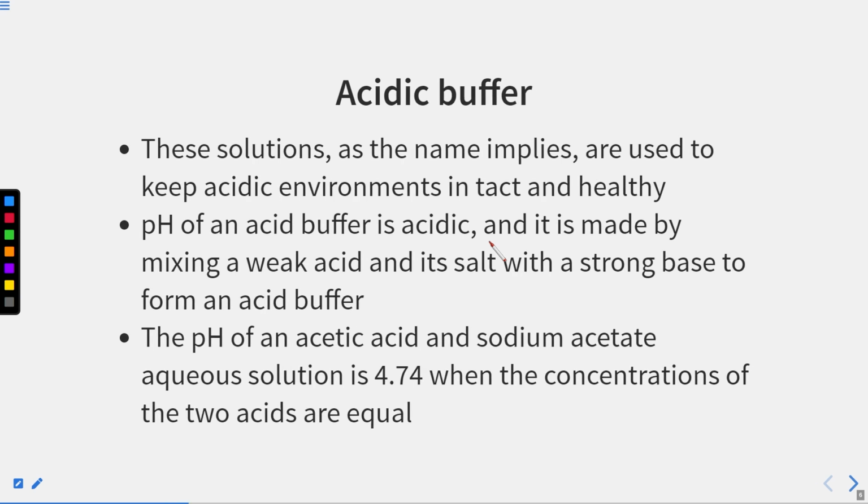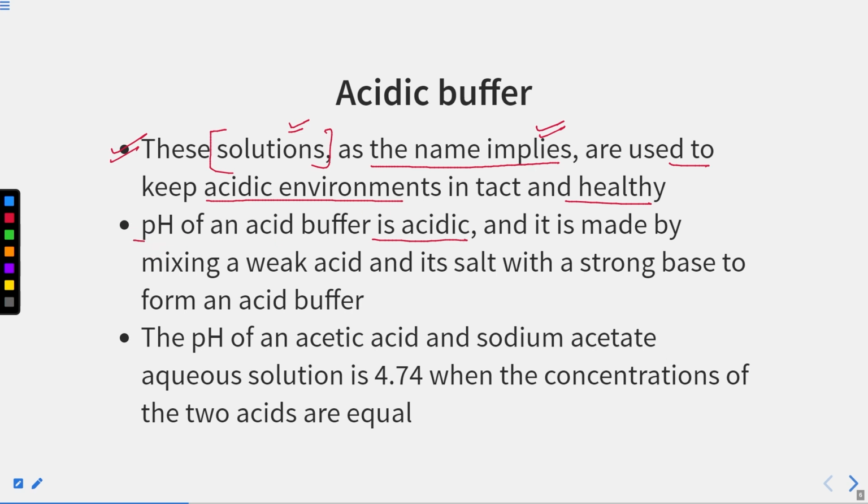The first one is the acidic buffer. These solutions, as the name implies, are used to keep an acidic environment intact and healthy, right? Acidic buffer means the solution is maintaining its acidic environment. The environment of the solution is acidic, and that is why the name given to that buffer solution is acidic buffer. The pH of an acid buffer is acidic.